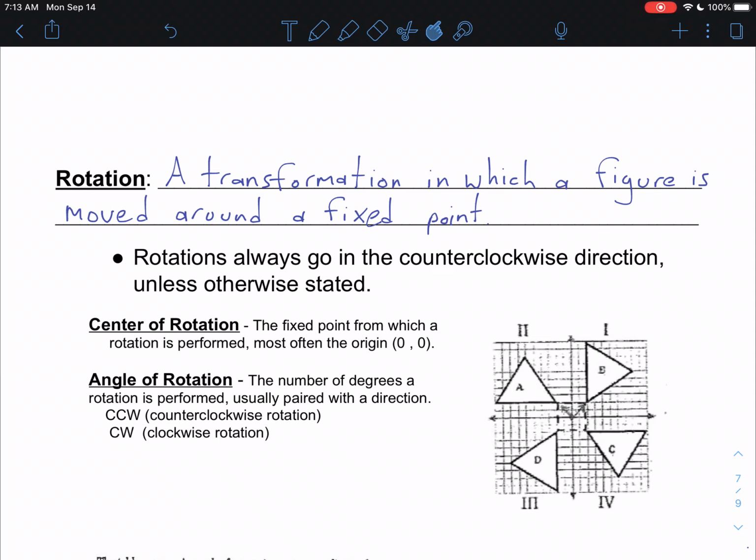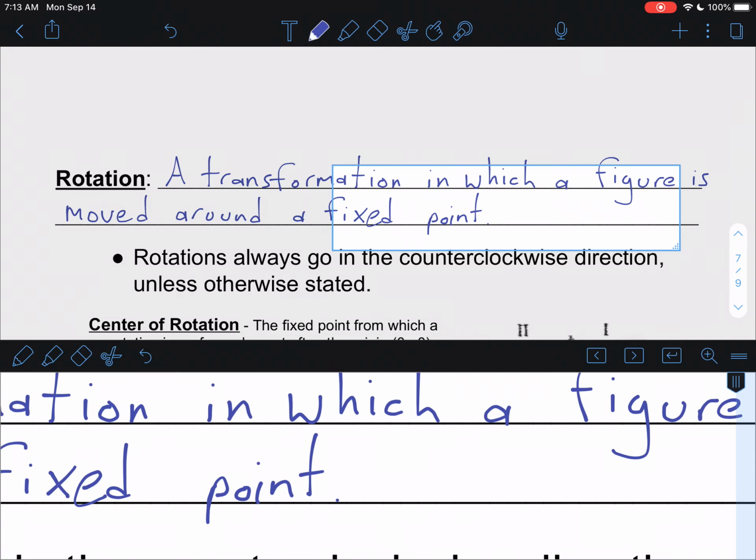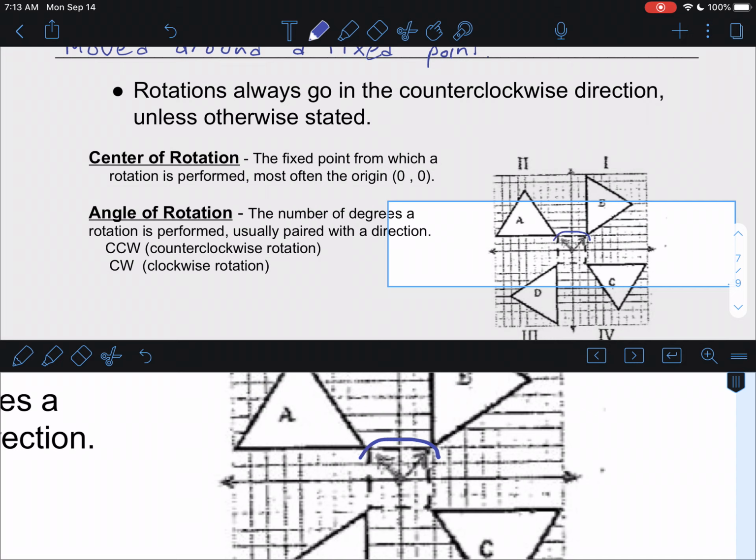Okay, so here we have rotations always go in the counterclockwise direction unless otherwise stated. For those of you who don't know, counterclockwise is this way around. Just because I know some people can't remember which one is clockwise, which one's counterclockwise, or they just have never learned. So that's fine. Yeah, so unless it says clockwise, you're going to go counterclockwise.